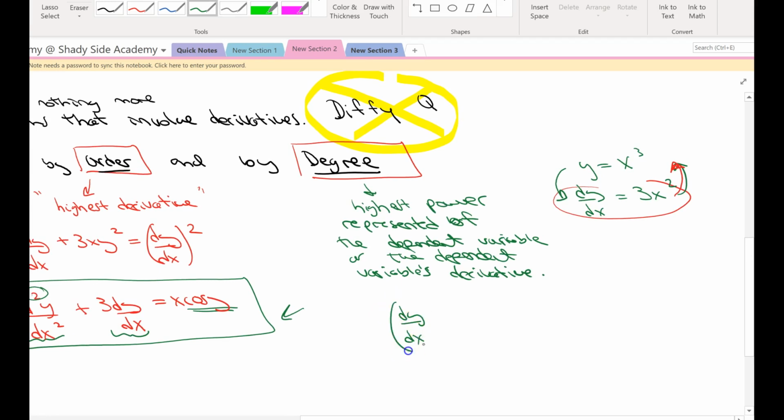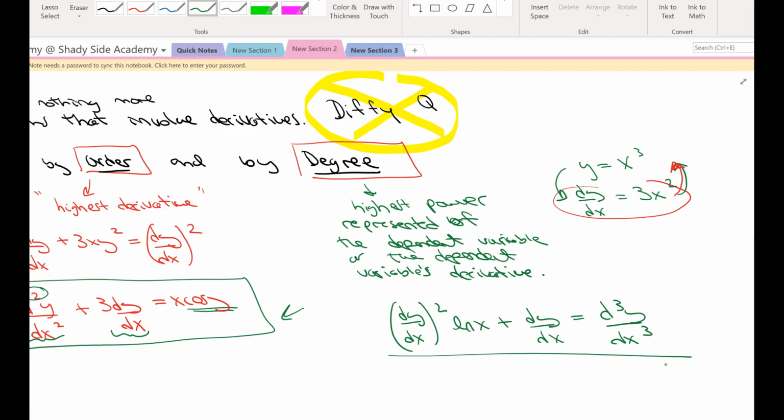Let's take a look at this. Okay, this differential equation is of degree what? That's correct. It's degree 2 because the highest power is right here. It's degree 2. That 3 here would tell you that the DiffyQ is of order 3. All right, so that's the distinction between degree and order.